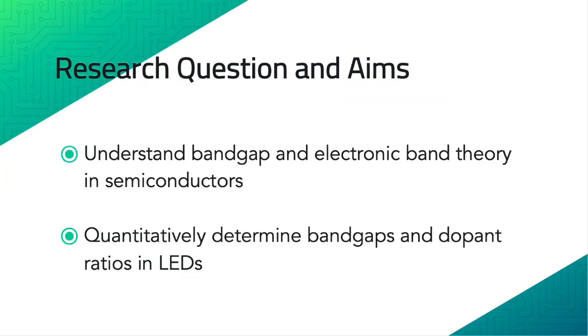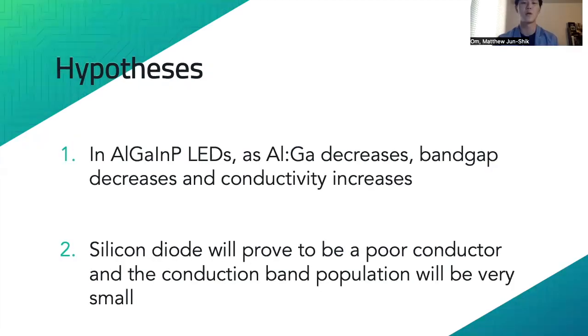Thus, in this experiment, the main objective is to understand how band gap and electronic band principles play out in LEDs. The main question is what the band gap values for each LED are and what the dopant ratios are. One hypothesis for this experiment is that for the red, orange, and yellow LEDs that use aluminum and gallium, we predict that as the ratio of aluminum to gallium decreases, the active band gap will decrease as well, and the conductivity will increase. The other hypothesis is that the silicon standard diode will have a poor conductivity due to no dopants being added. Because of this, the population of electrons in the conduction band should be very low.